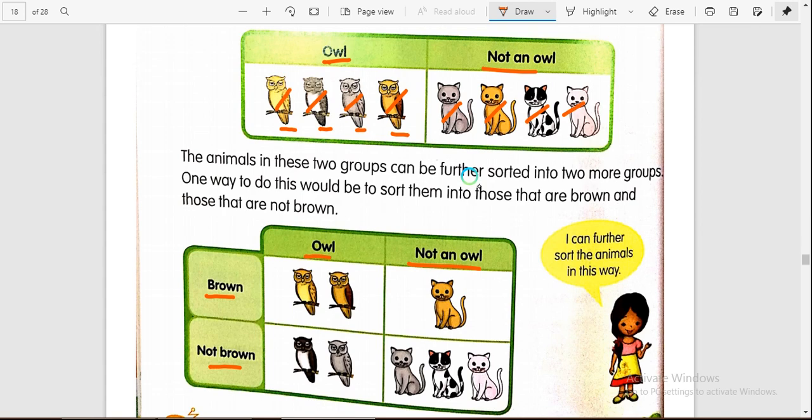Here we have 2 owls that are brown, so here we write 2. And for not an owl, we have 1 animal that is brown. So here we have 2, and here it's 1. For not brown, we have 2 owls that are not brown, and for not an owl, we have 3 animals that are not brown. So here we can write 2, and here it's 3.